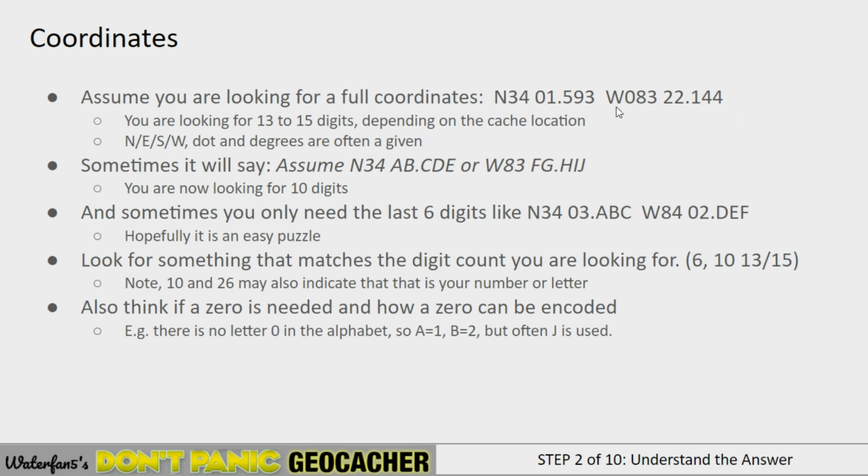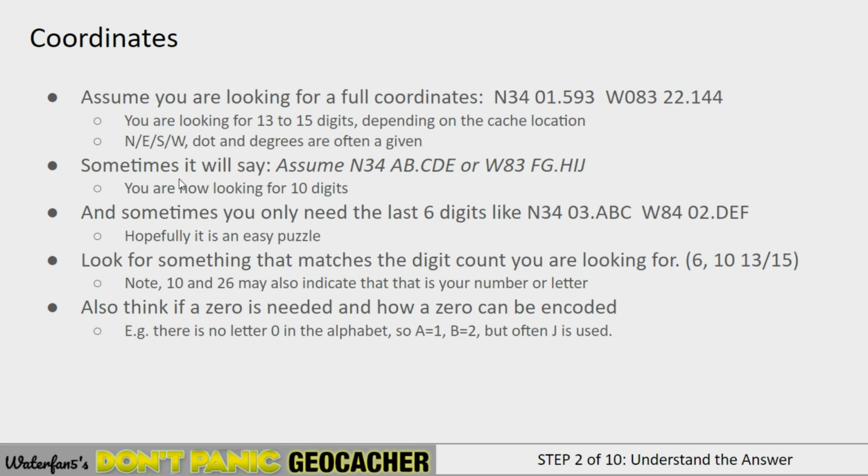The north and the west part are often a given, and just by the separating, or just after 7 characters, for example, that's when the west coordinates start. So don't always expect the north and west to be there. They sometimes are just assumed.